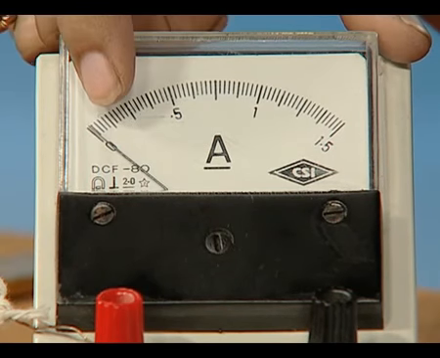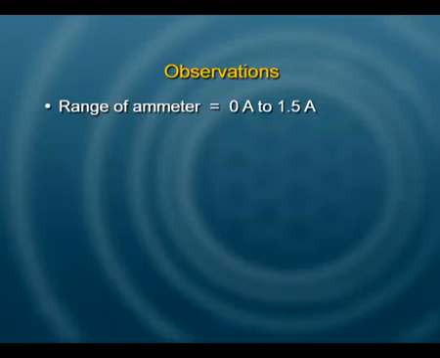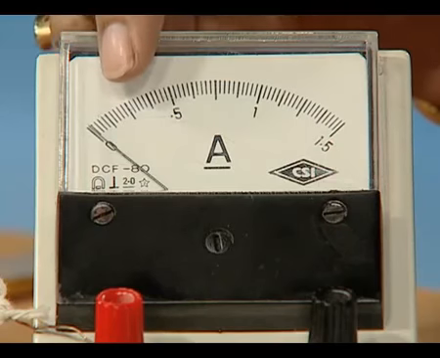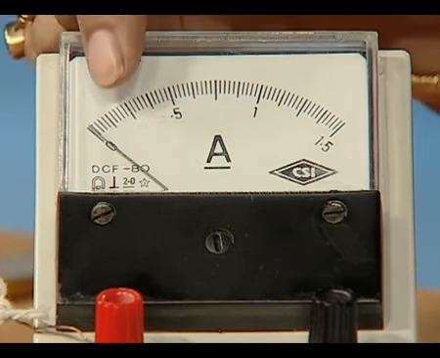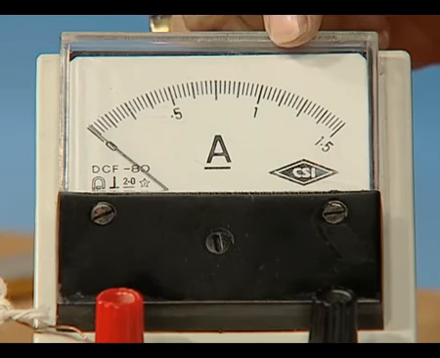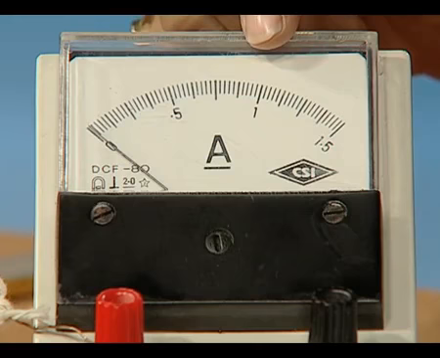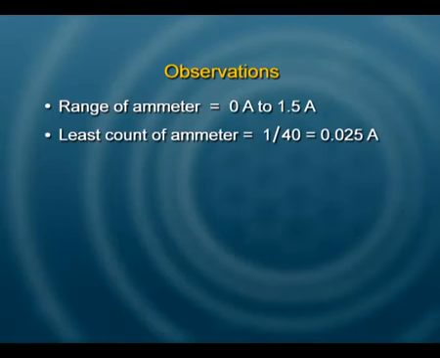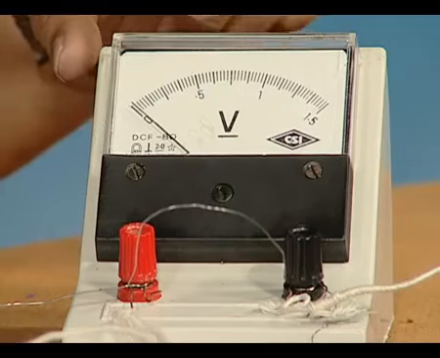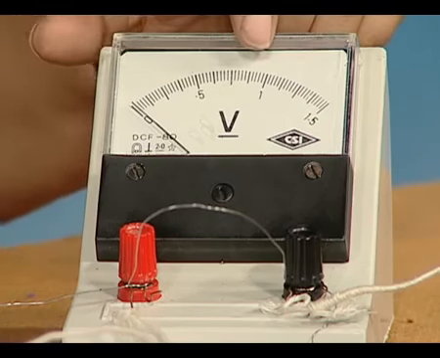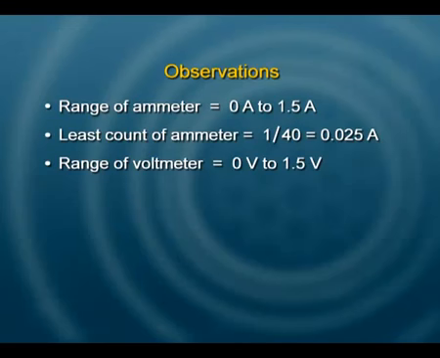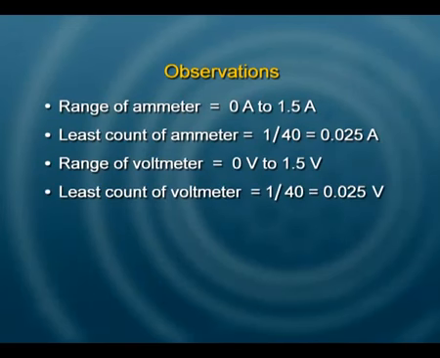The ammeter, the range is from 0 to 1.5, that we can record. We can find the least count by determining the number of divisions between 0 and 1. If we see this carefully, there are 40 divisions. So, 1 upon 40 is my least count, which calculates to 0.025 amperes. Likewise, look at this voltmeter. The range is from 0 to 1.5 volts, and there are 40 divisions again between 0 and 1. So, my least count for this meter as well is 0.025 volts.